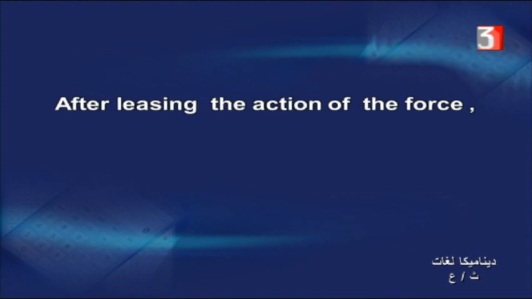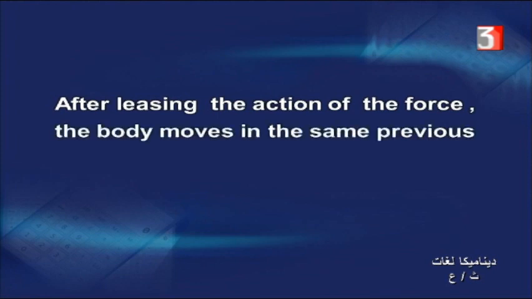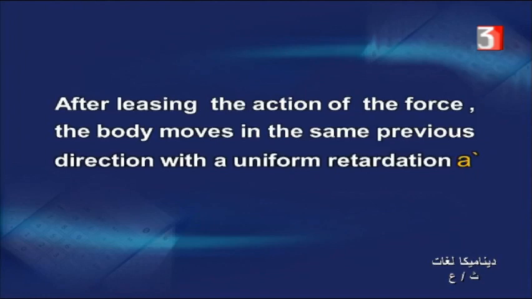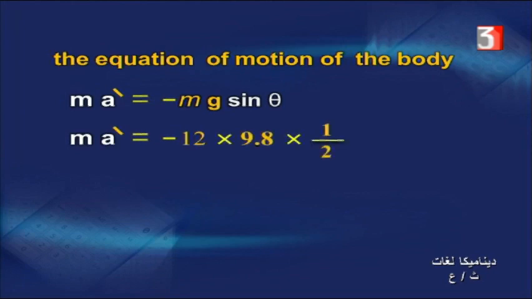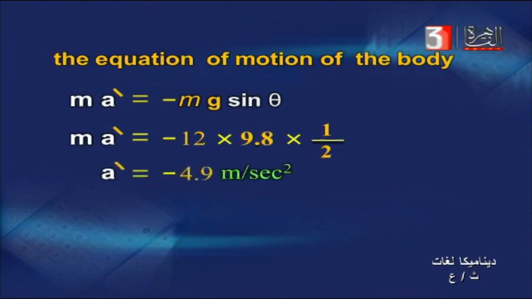After leaving the action of the force, the body moves in the same previous direction with a uniform retardation a dash. What is the equation of the motion in this case? m a dash equals negative mg sine theta. Then m a dash equals negative 12 times 9.8 times half. a dash equals negative 4.9 meter per second square.